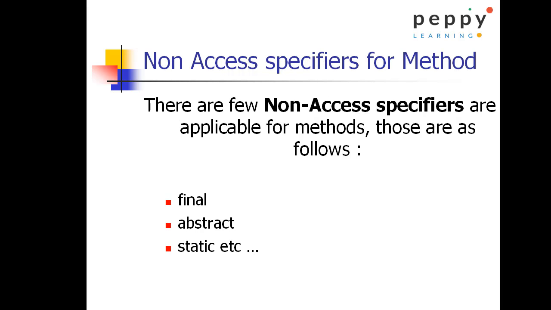Non-access specifiers for a method. There are a few non-access specifiers applicable for methods. Those are final, abstract, static. These non-access specifiers are keywords of Java, and we will cover these in a separate video, but for now you should understand that all the access specifiers are accepted for methods, as well as a few of the non-access specifiers.